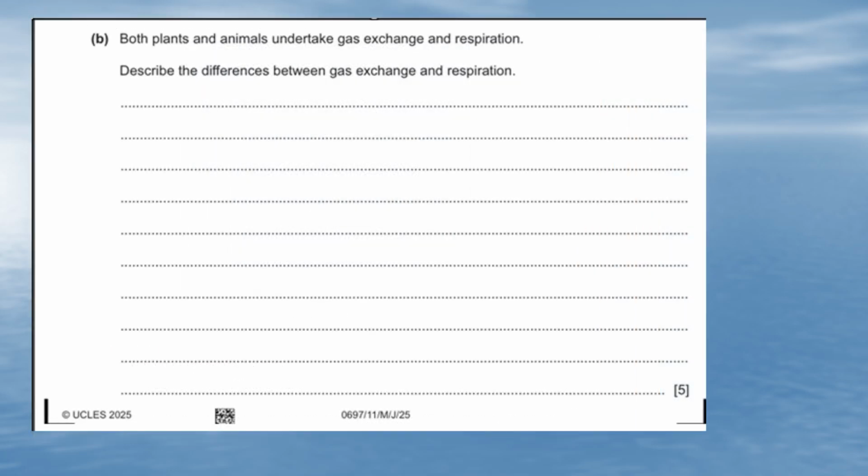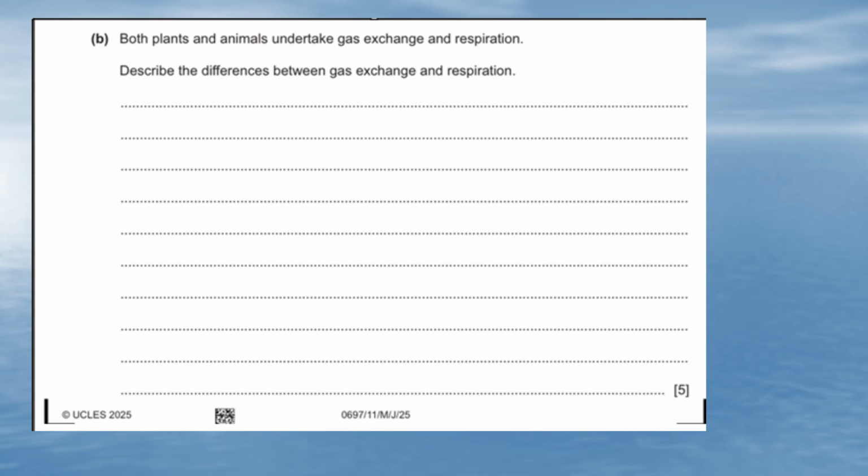The next question is a bit tricky as well. They ask how both plants and animals undertake gas exchange and respiration, and to describe the difference between gas exchange and respiration. Here I had some students who immediately thought, all right, plants and animals, we have to look at the difference between photosynthesis and respiration. This here requires you to know the difference between gas exchange and respiration. And it's a 5-point question, so there's a lot on the line here.